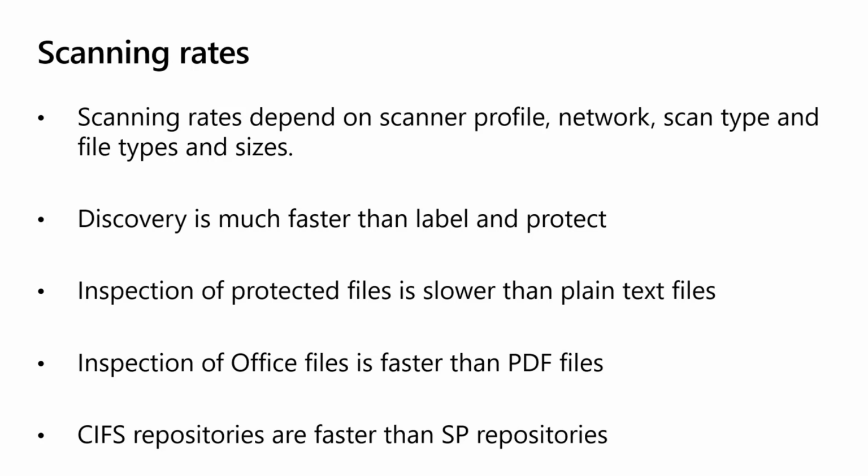Then there are a few high-level guidelines. For example, discovery is usually faster than labeling and protection. Inspection of protected files is slower because we need to decrypt them. Office files are usually faster than PDFs, but I already found some Excel files that can be slower than PDF files. And CIFS repositories are faster than SharePoint just because the protocol is more efficient.